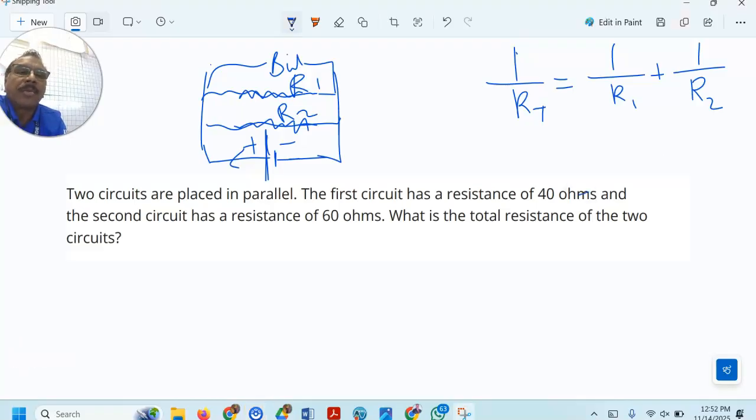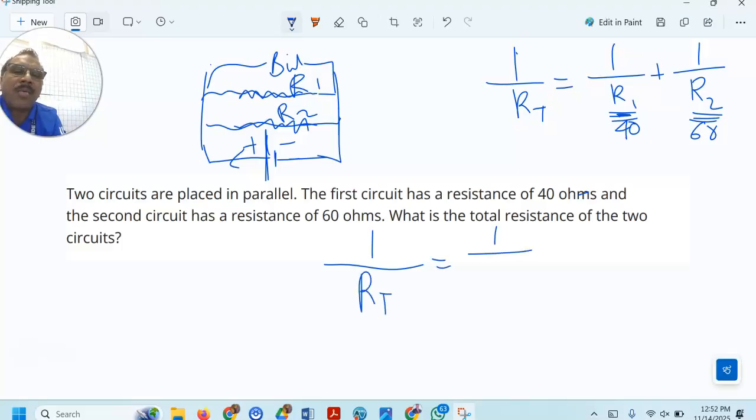So I'm going to keep R1 as it is and change R2 based on this information. The first circuit has a resistance of 40. What is the total resistance? Oh, he's already giving us the values, so put this as 40 and the other one as 60. So 1 over RT equals 1 over 40 plus 1 over 60. See, so simple.